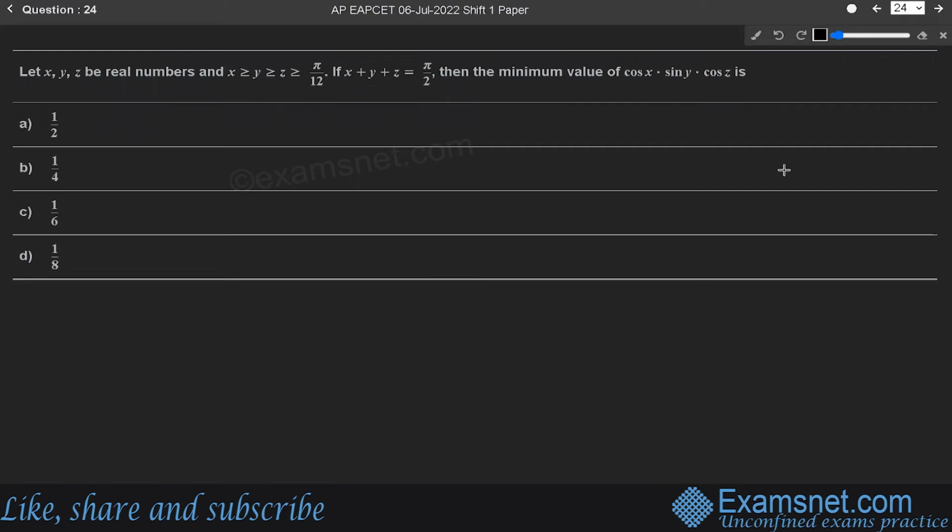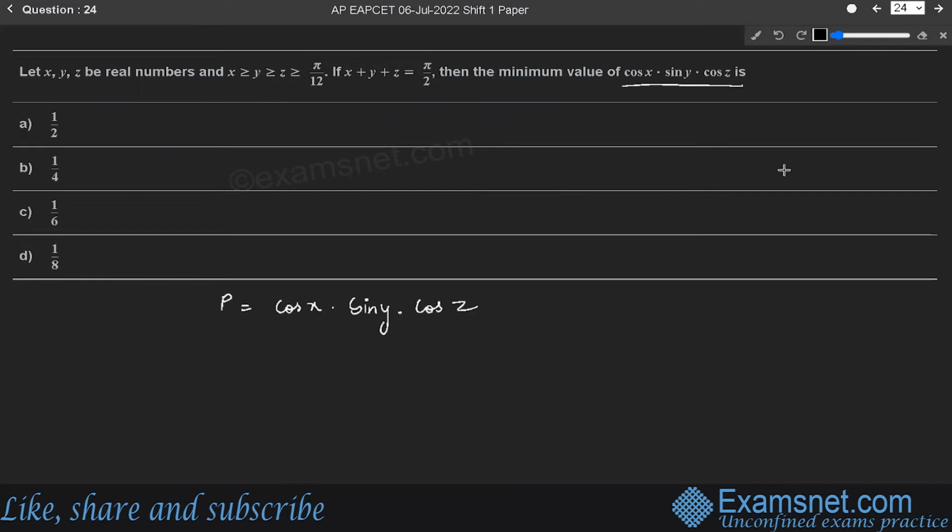Next question is, let x, y and z be real numbers and x is greater than or equal to y is greater than or equal to z is greater than or equal to pi by 12. If x plus y plus z is equal to pi by 2, then the minimum value of cos x into sin y into cos z is. We have to find the minimum value of this term. So let P is equal to cos x into sin y into cos z.